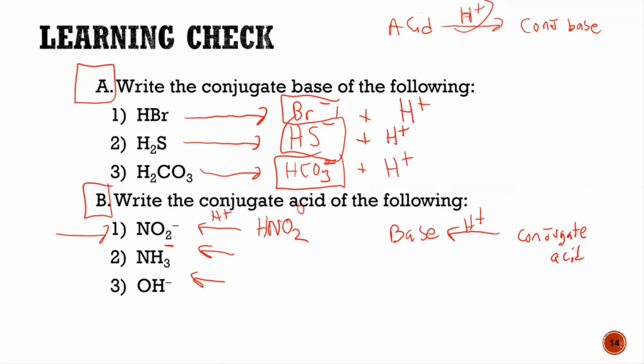What about ammonia? What if I add H plus to that? What's going to be my conjugate acid? NH4 plus. Excellent. What about OH minus? H2O. H2O, but remember, I told you guys, this is why I like writing HOH. It helps me balance it, but it also helps me understand the conjugate acid-base pair that you would be seeing in chapter 10.